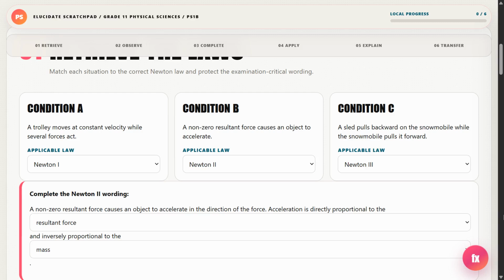You have completed stage 1. The laws are matched, and Newton's second law wording is complete.